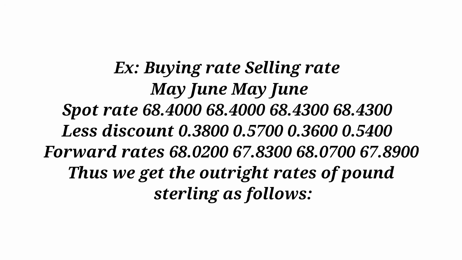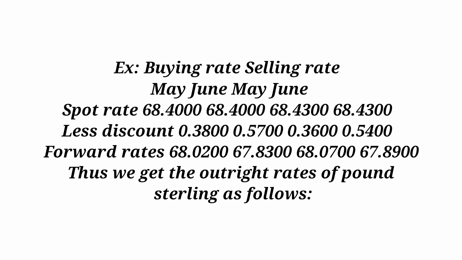Example: buying rate, selling rate, May, June. Spot rate 68.4000, 68.4300. Less discount 0.3800, 0.5700, 0.3600, 0.5400. Forward rates 68.0200, 67.8300, 68.0700, 67.8900.